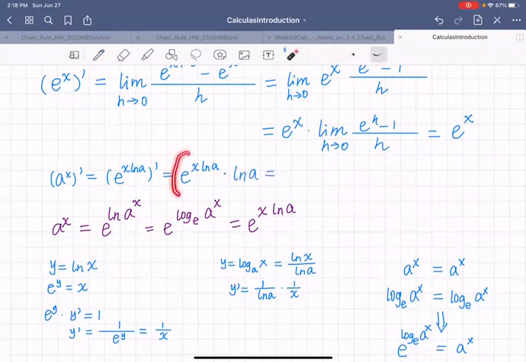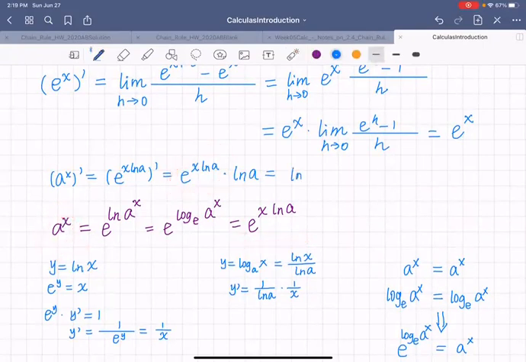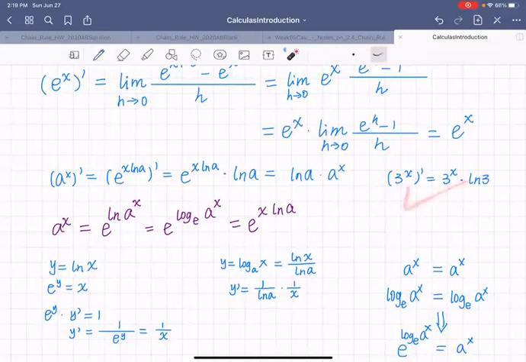Now what is this part? That's a power of x. That's a to the power of x. This is exactly a to the power x. So that's it. If I have 3 to the power x, I want to do its derivative. That is 3 to the power x times ln of 3. Okay, that's how we apply this formula.